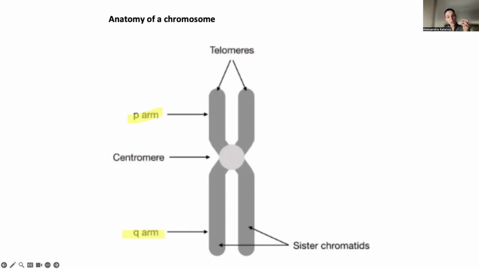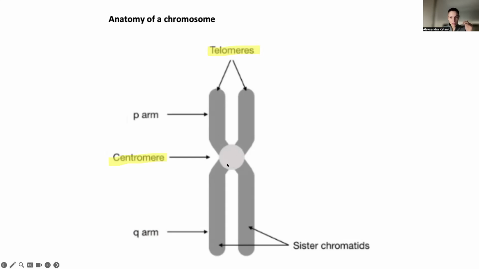So the P arm is the short arm of each chromosome. You can remember P for petite being the shorter arm, and then Q is the longer arm. Now, note that chromosomes don't always look exactly like this one, where the centromere is in the middle. Sorry, I actually don't think I mentioned the centromere. The centromere is the constriction point, so that circle in the center that holds the two sister chromatids together. So the two grey sides are the sister chromatids, and the centromere is holding them together.